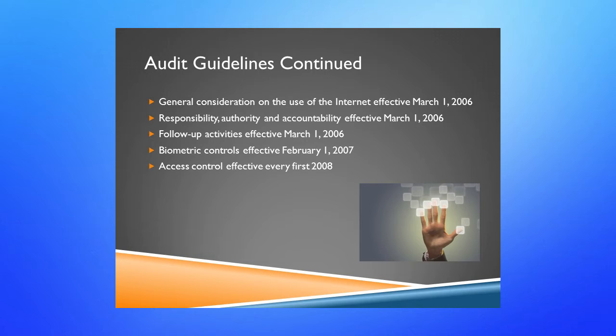Biometrics controls. Okay, this one effective February 1st, 2007. Here we're getting into parts of authentication type of controls. Biometrics are going to be fingerprints, iris scans, those types of things that we use for authentication. When we are reviewing them, there's a lot of information about biometrics. So again, guidelines to follow.